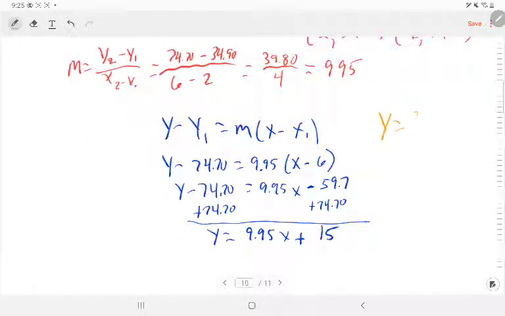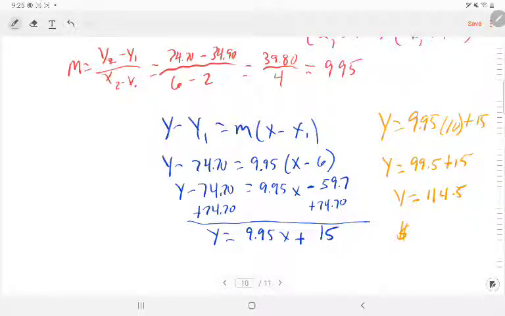So y equals 9.95 times 10 plus 15 is going to give me y equals 99.5 plus 15, y equals 114.5. And so after 10 months, it would be $114.50. Okay?